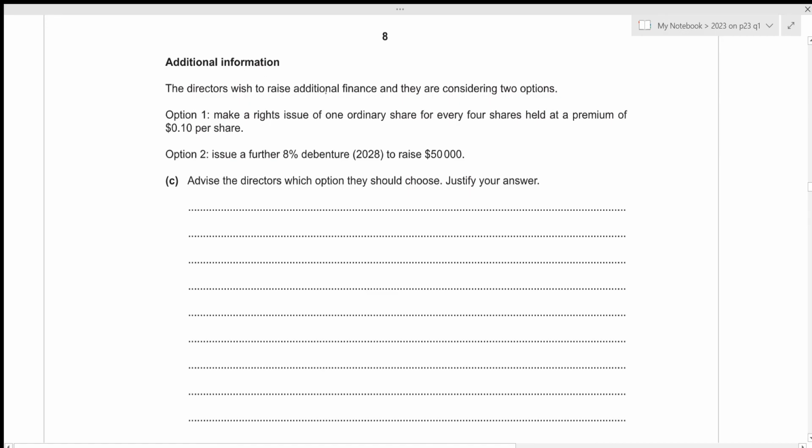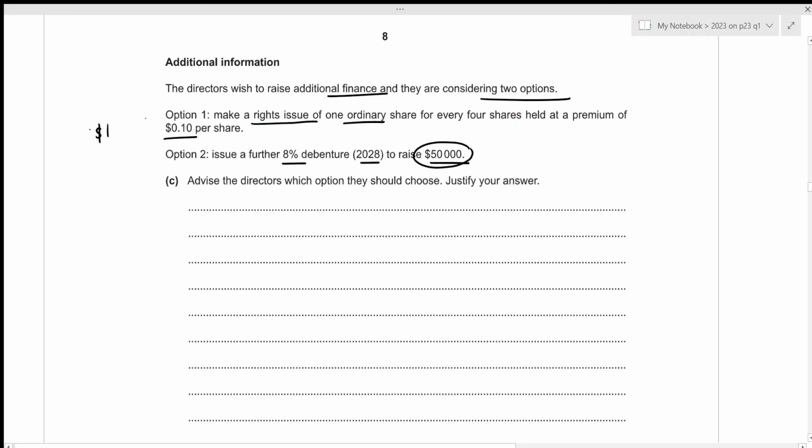The directors wish to raise additional finance and they are considering two options. Option 1 is to make a rights issue of 1 ordinary share for every 4 shares held at a premium of 0.10 per share. Remember, our nominal rate is 1. And for option 2, we need to issue a further 8% debenture, which will be repaid in the year 2028, in order to raise the value of 50,000. Okay, so the cash value is given clearly for option 2.